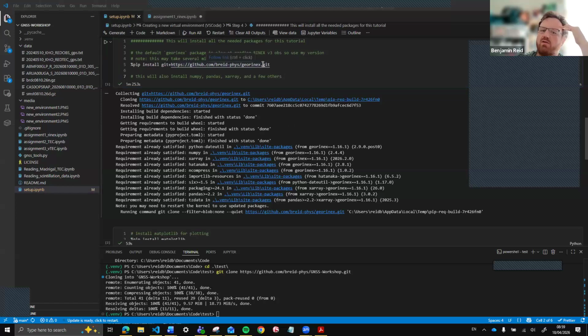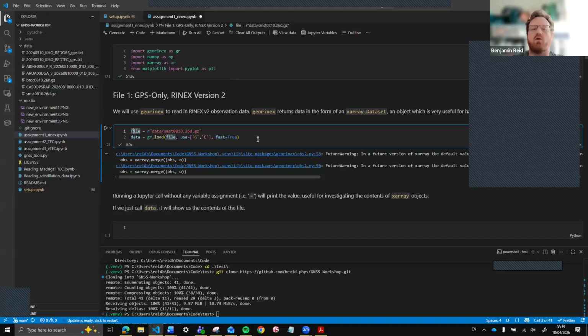Okay, if it doesn't work, you could always try installing the normal GeoRINEX. If you're having trouble installing it through Git, you could do pip install GeoRINEX. That will install the normal one. It is fine for version 2, but it's very slow for loading version 3 files. So it'll work for the first example, but the later examples will be slow, we'll say.